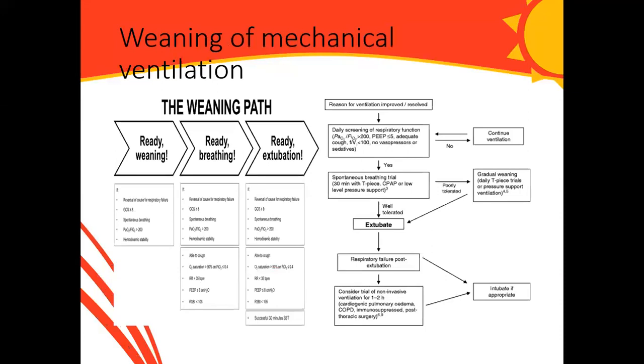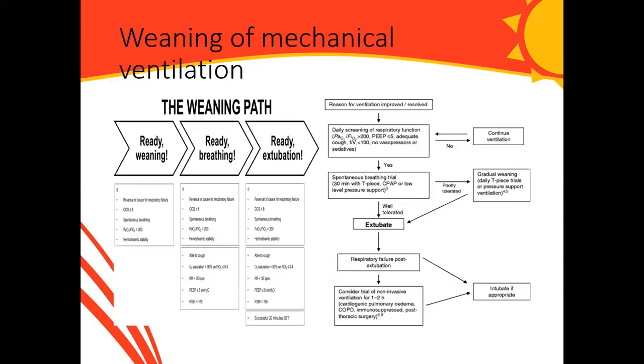Now, this is a flow chart that I find very useful. Number 1, ready for weaning. Are you ready to go? As the patient passes the criteria, the patient is ready for weaning, then ready for extubation. The parameters are there, so you can look at the flow chart.